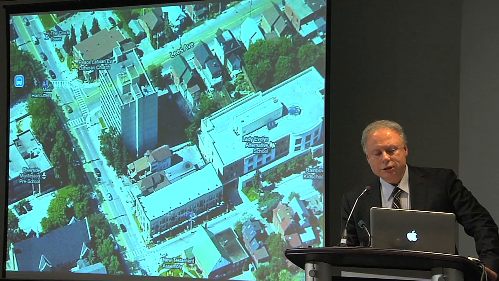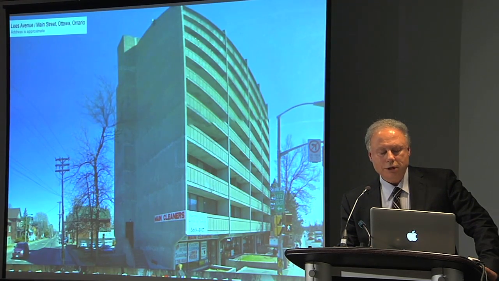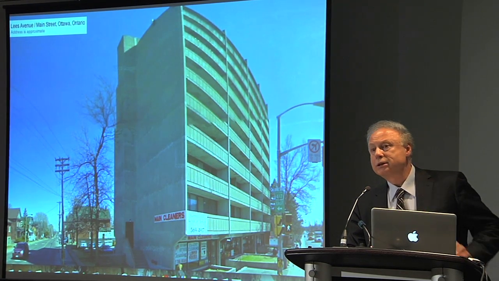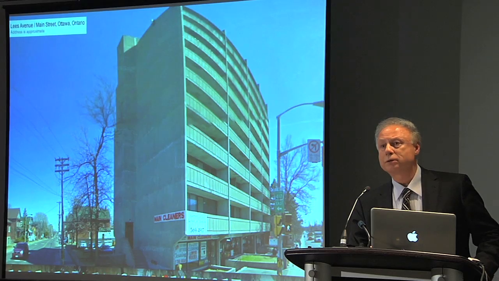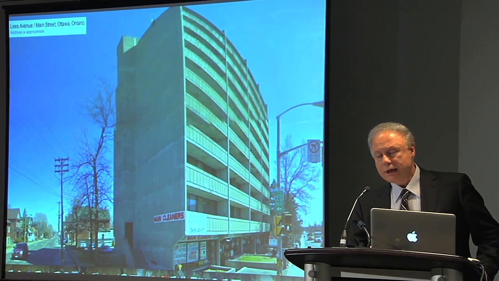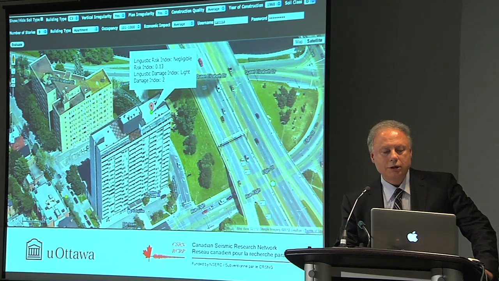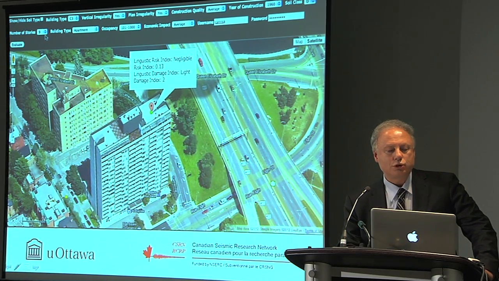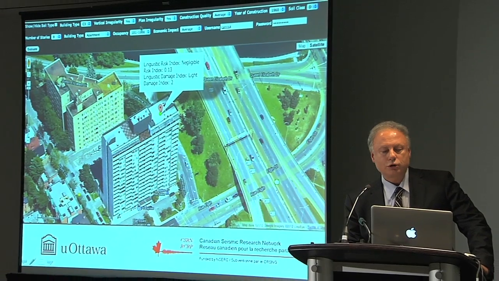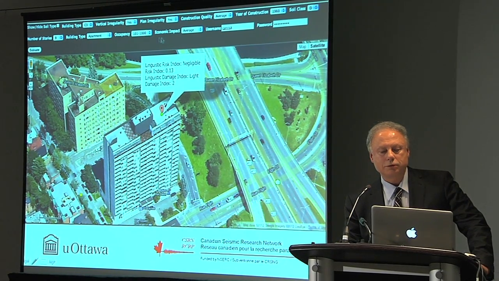And then here is a building that we've selected for investigation. This is an apartment building at the intersection of Lees Avenue and Main Street in Ottawa. And then we see that it's a shear wall building, reinforced concrete, built in the 60s. That information one has to acquire, of course. And then we fill in all the data at the top. This is a 9-story building, apartment, occupancy 100 to 1,000 people range.